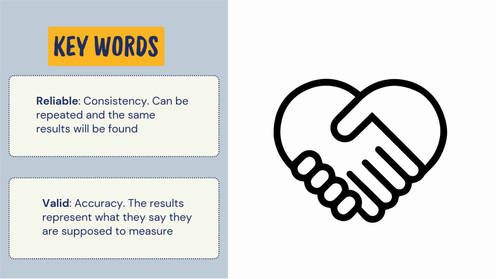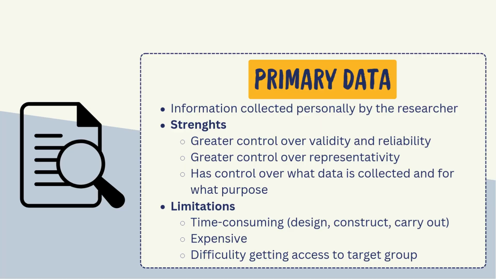Also before we get started, I just wanted to clarify these two keywords because they lead to a lot of confusion between students. Reliable means consistency. Can the research method be repeated and the same results found? If that's the case, then it is a reliable research method. And validity means accuracy. Do the results represent what they're supposed to measure? Are they true? I'm going to use these throughout the video, so I just wanted to clarify them.